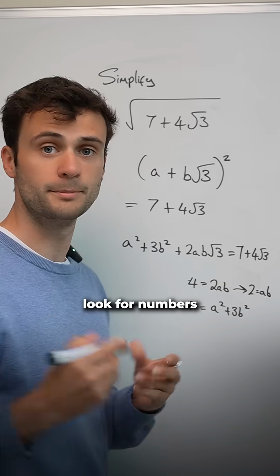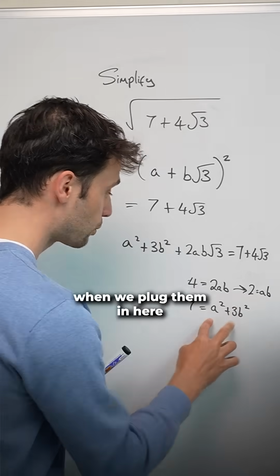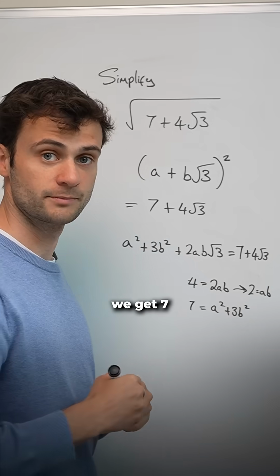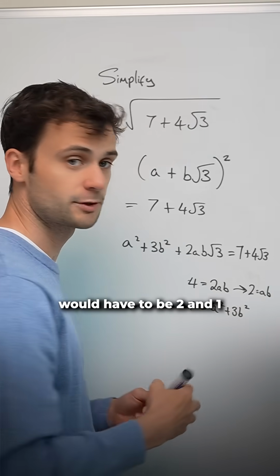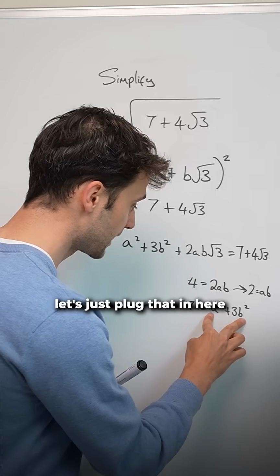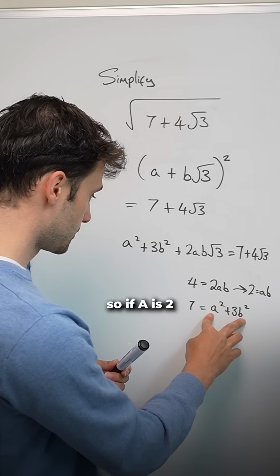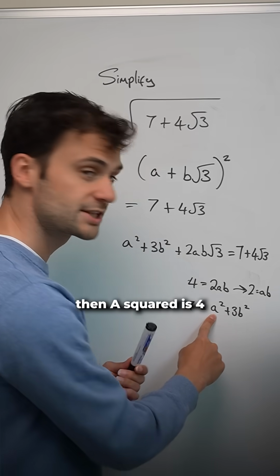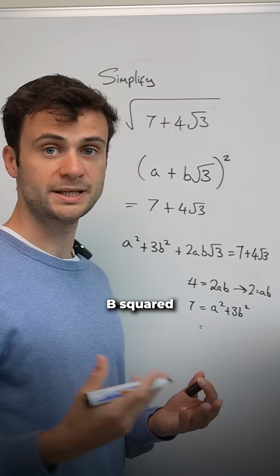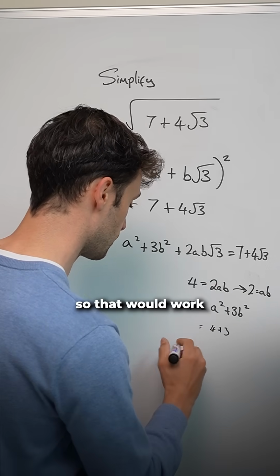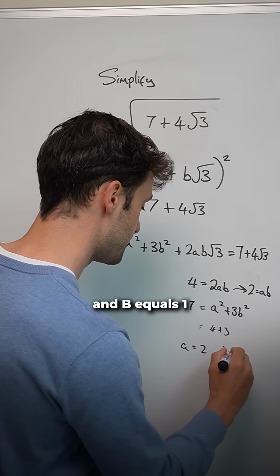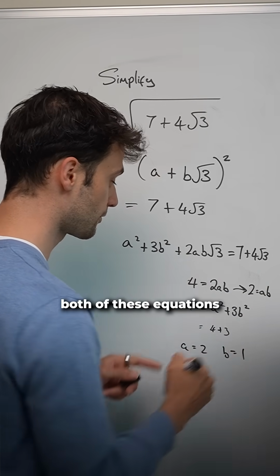We have to look for numbers that multiply to 2. When we plug them in here, we get 7. So of course, a and b, assuming that they're integers, would have to be 2 and 1. And then let's just plug that in here and see if that works. So if a is 2, then a squared is 4. And then b squared: if b is 1, b squared is 1. So we're just adding 3. So that would work when a equals 2 and b equals 1. It satisfies both of these equations.